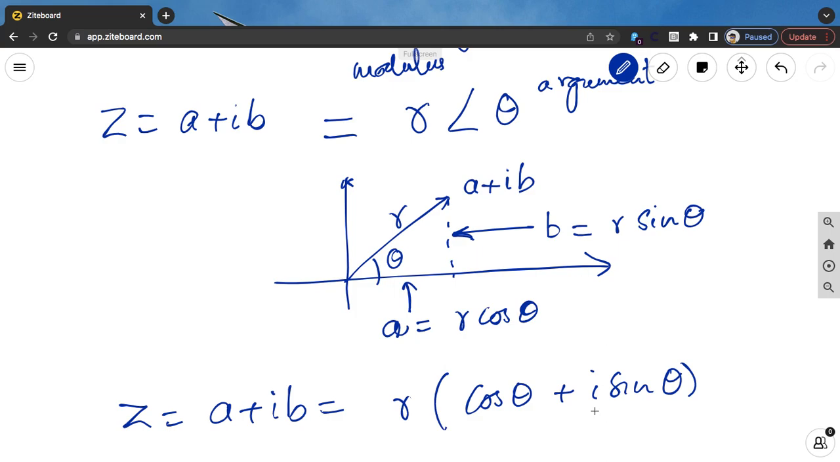Yes, and it makes sense. That means a complex number has the radius r on a circle and the argument theta. If I'm changing r or I'm changing theta, I'm changing the complex number, same like if I'm changing a or b.